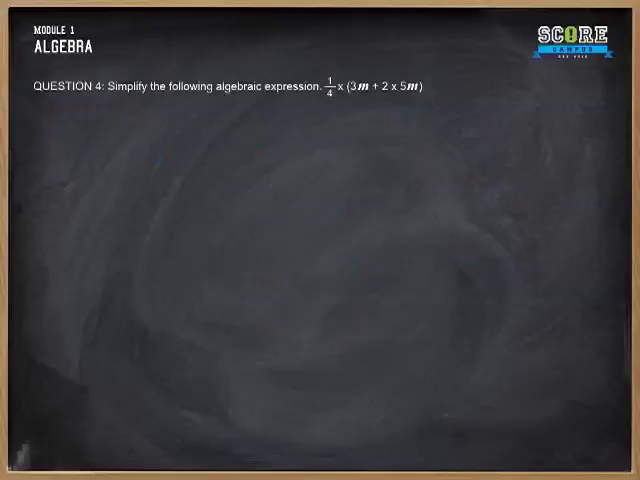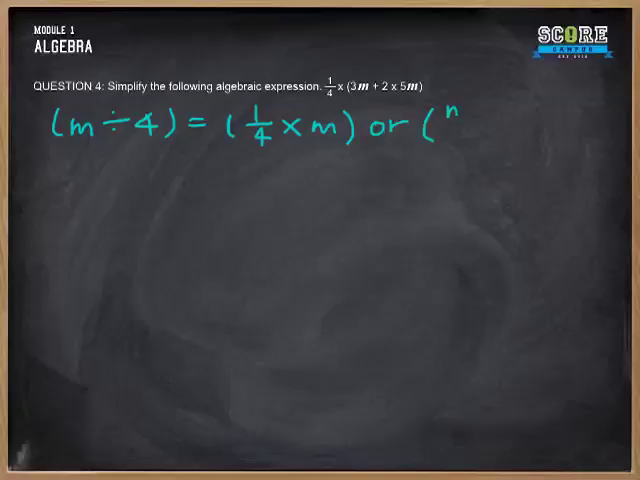Question number 4, students. Simplify the following algebraic expression. 1 over 4 times, in brackets, 3m plus 2 times 5m, close brackets. Remember to work within the brackets first. Also, we interpret m divided by 4 as 1 over 4 times m. That's how we interpret m divided by 4, or in brackets m over 4. These are all the same.